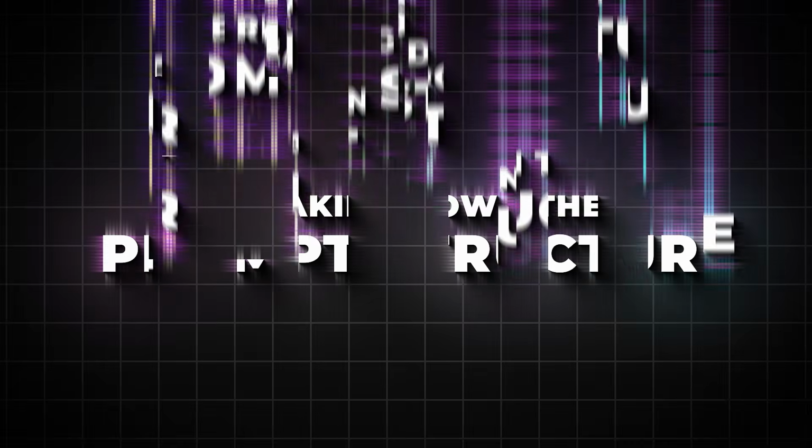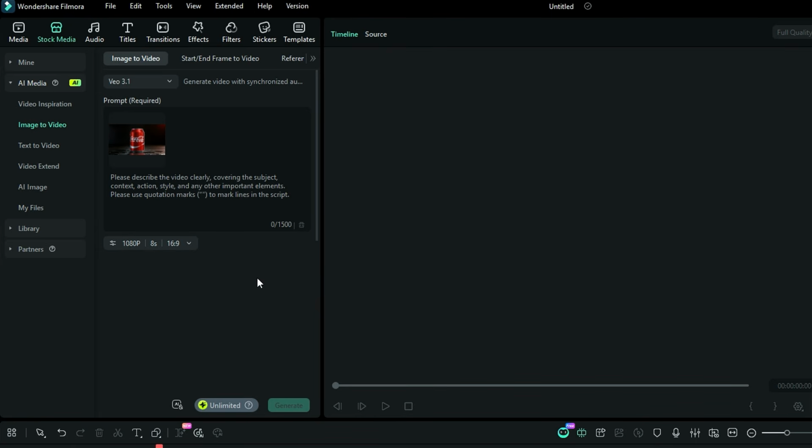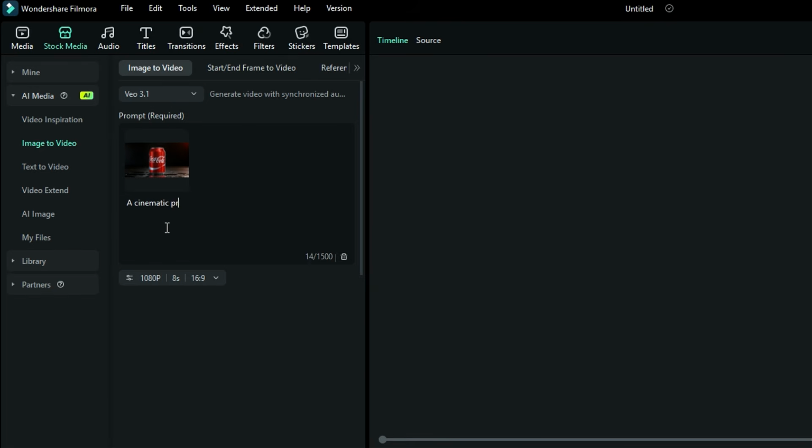Now let's break down the prompt structure. To write a good prompt, break it into simple parts. 1. Product description with scene. What is the item, placement of the item, and shot type? A cinematic product shot of an ice-cold Coca-Cola can placed on a glossy black surface.